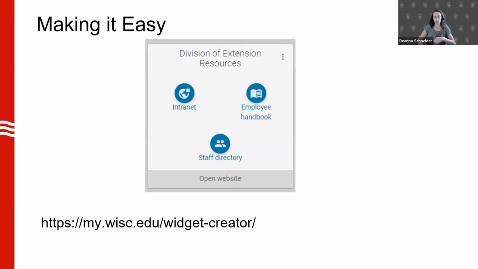So the other thing we really wanted to do was make it easy for people to access our intranet. So what we've done is we've created a widget in My UW, and when people ask us where's the intranet, we say, well, you log in at My UW at my.wis.edu, and you look for the Division of Extension Resources widget, which if you're in A47 will be automatically added to your homepage, and you click the intranet button.